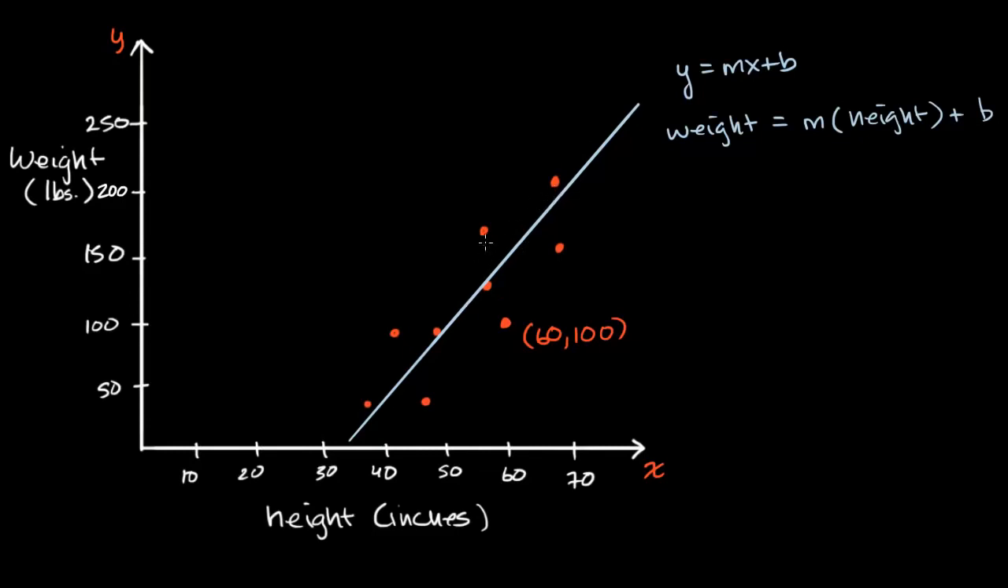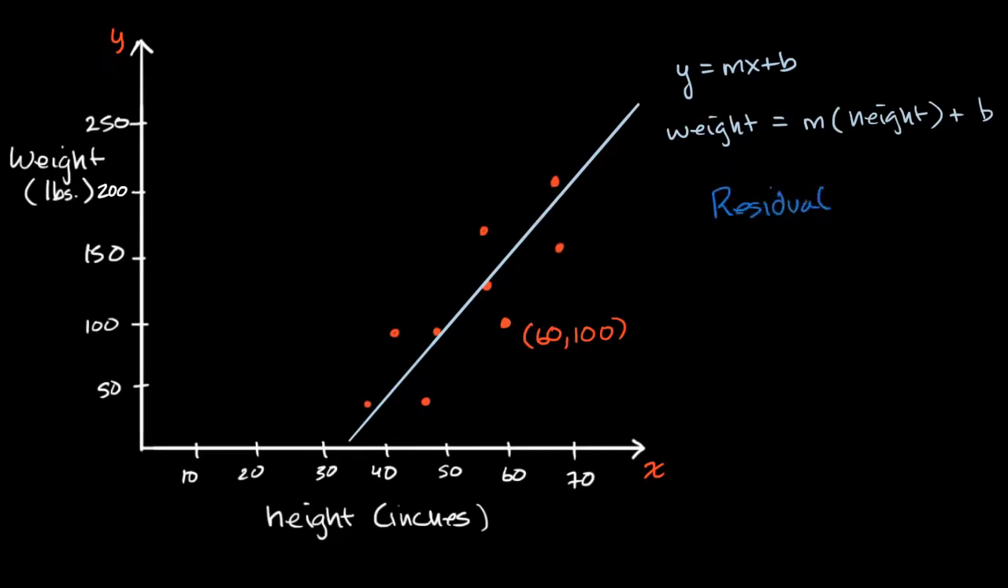But clearly one line won't be able to go through all of these points. There is going to be, for each point, or not for all of them, but for many of them, some difference between the actual and what would have been predicted by the line. And that idea, the difference between the actual point and what would have been predicted given, say, the height, is called a residual. I'll write that down. A residual for each of these data points.